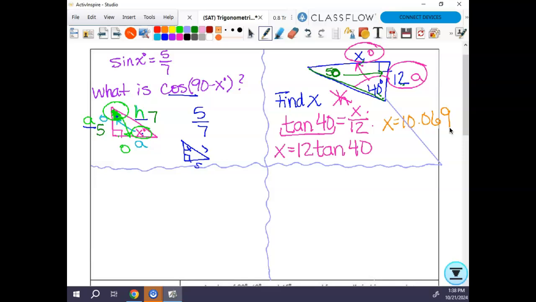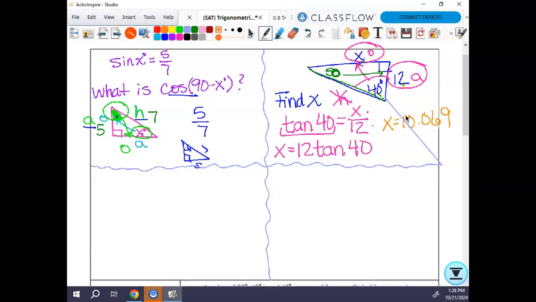And not only that, but there are other relationships of sides and angles, whether it's trig or not. 40 and 50 are not that far apart from each other, and neither are 10 and 12. So I would expect something kind of close to 12. I wouldn't expect to get something like 2.069. That would be way too far apart. Okay, but just little things to help you.